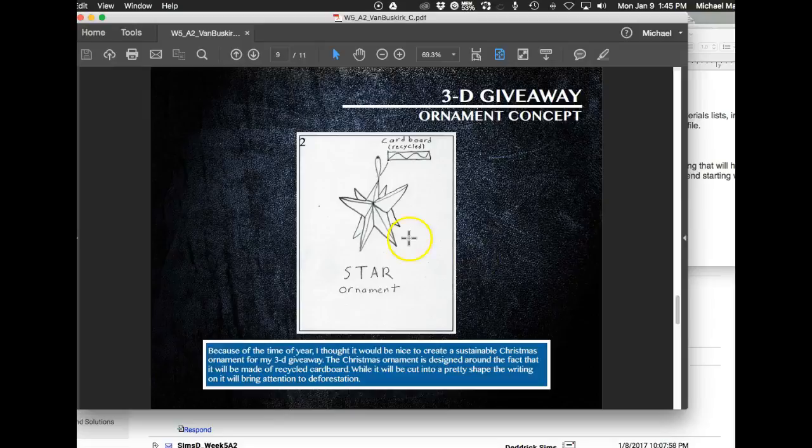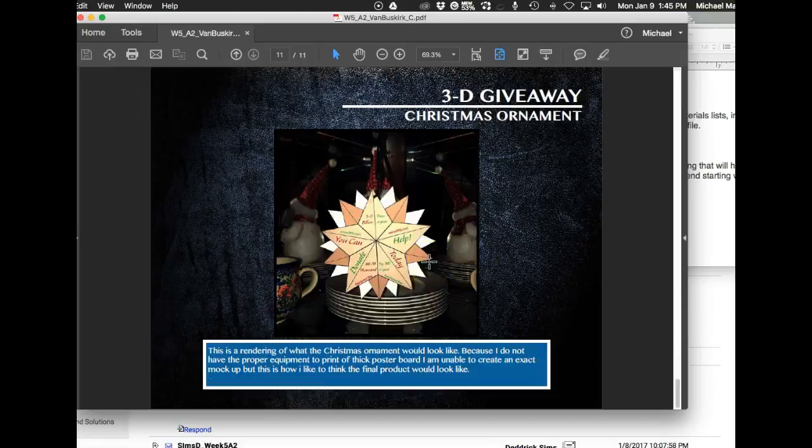The 3D ornament, you've got your drawing and you've described it. Then you have your Pantone colors, and then this isn't a mock-up. I mean, you have to build a mock-up of this. That's part of the project requirements. So unfortunately, for whatever reasons that you didn't, you will have to address that for the final project.